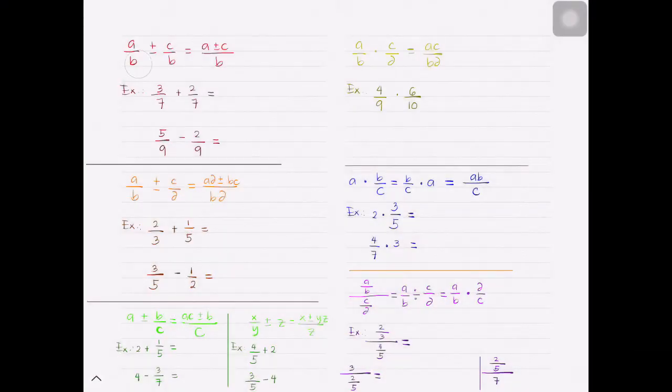Let's start with adding similar fractions or fractions with the same denominator. If we have this, we simply operate our numerators and just copy the denominator. So for 3/7 plus 2/7, we simply copy the denominator 7, then operate the numerators. That would be 3 plus 2 equals 5. Applying the same concept to 5/9 minus 2/9, we copy the denominator 9, then operate the numerators 5 minus 2, which is 3.